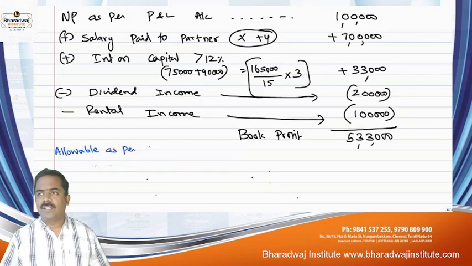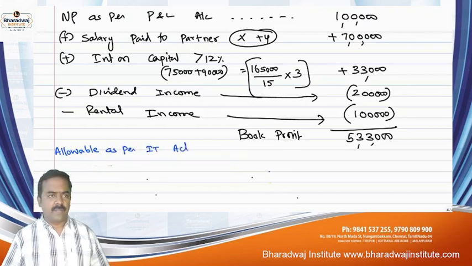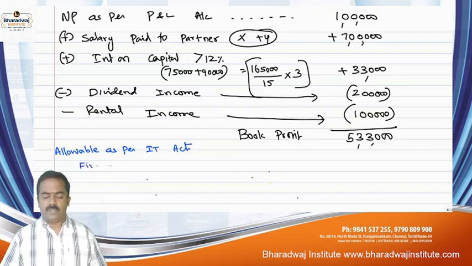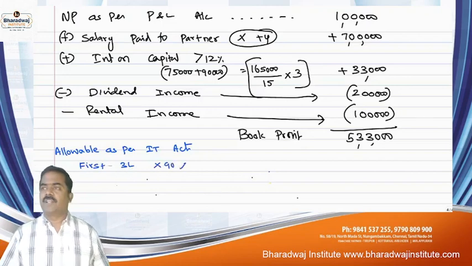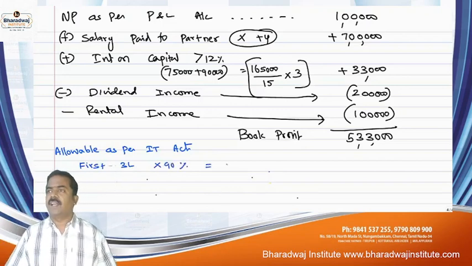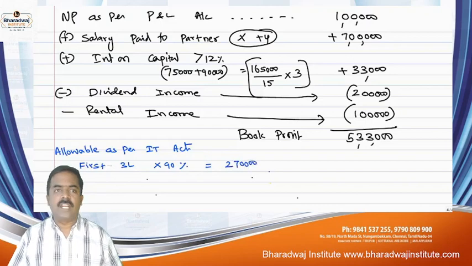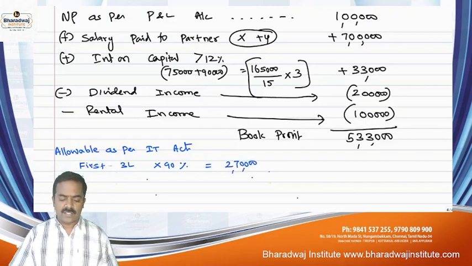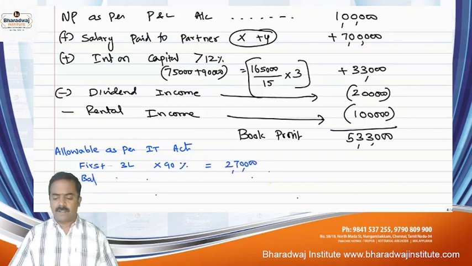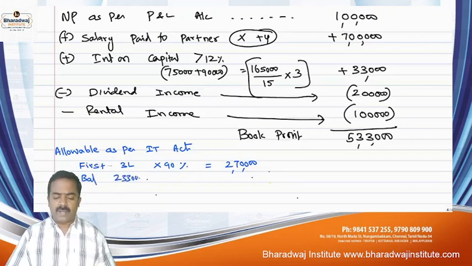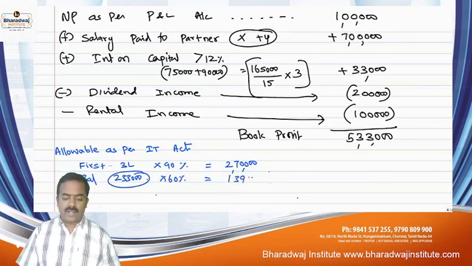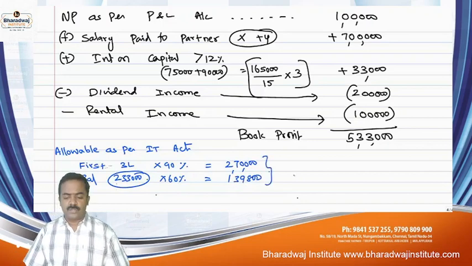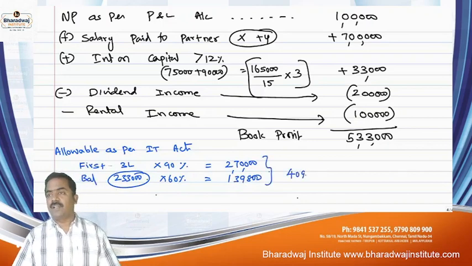Pay attention, everybody. We have to work out the allowable remuneration to partners. As per the Income Tax Act, what is allowed? First 3 lakhs, 90%, how much will it be? 2 lakhs 70,000. Balance: 5 lakh 33,000 minus 3 lakhs, 2 lakh 33,000, into 60% allowed, which is 1 lakh 39,800. So this is the allowable remuneration as per the Income Tax Act.